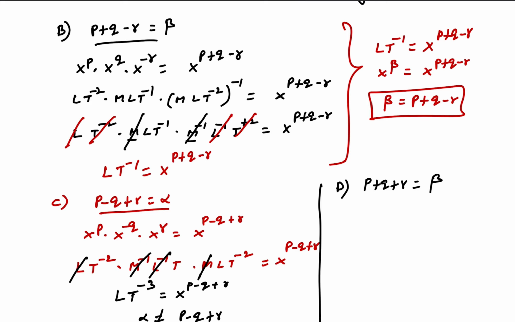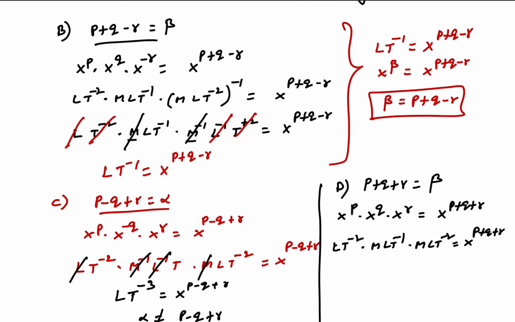D option, p plus q plus r is equal to beta. You can write x power p, x power q, x power r is equal to x power p plus q plus r. You check that L T power minus 2, M L T power minus 1, q is M L T power minus 1, r is M L T power minus 2, equal to x power p plus q plus r. You can see M is not getting cancelled anywhere, so you can write M square.